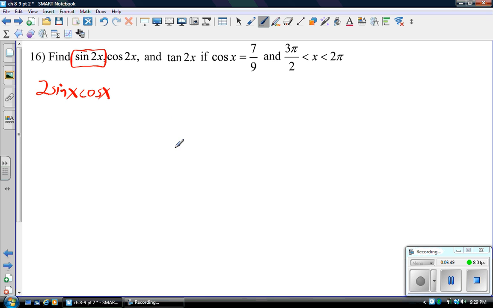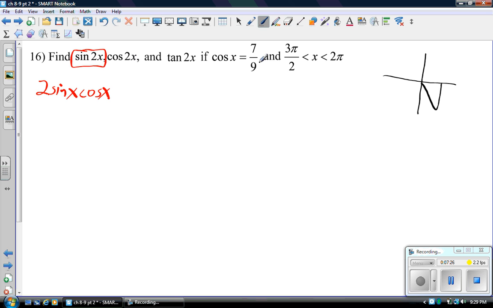Okay, well again, let's look at the info we were given. All we were told is what the cosine equals. And again, when you see this information, think, oh, they want me to draw a triangle. If my angle is between 3 pi over 2 and 2 pi, that means I've got to be in the 4th quadrant. So again, just draw some right triangle in the 4th quadrant. Doesn't matter what it looks like. Again, it's giving you some information. The cosine is 7/9.